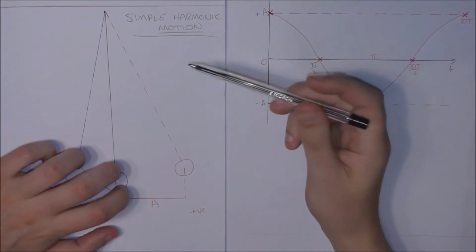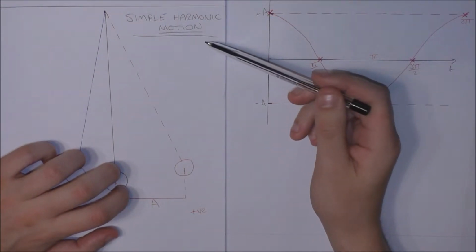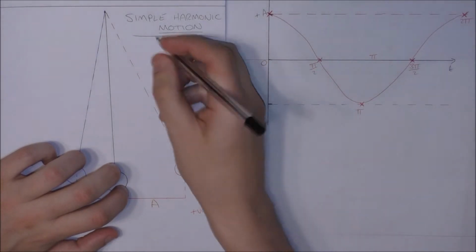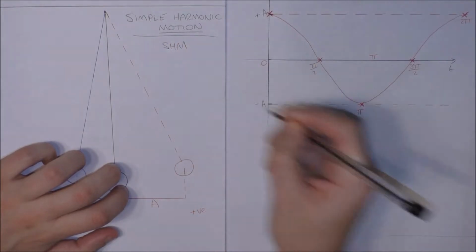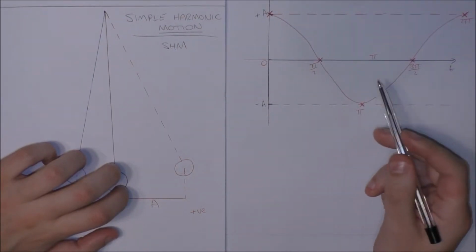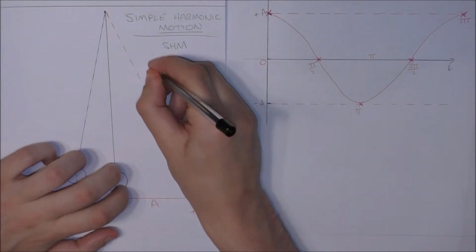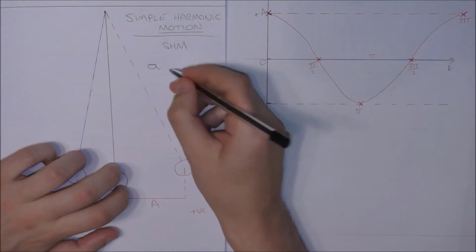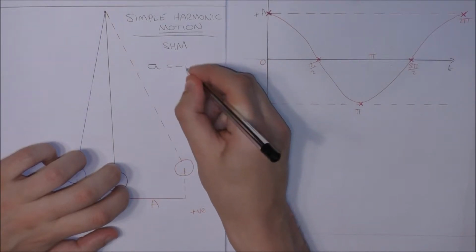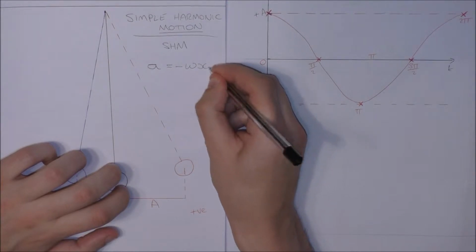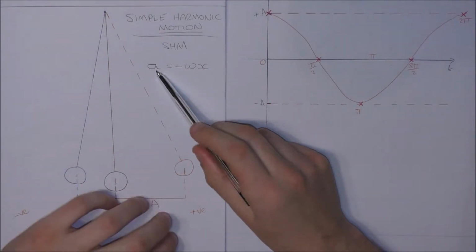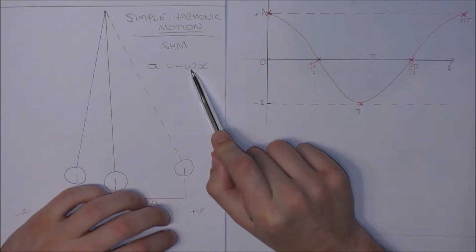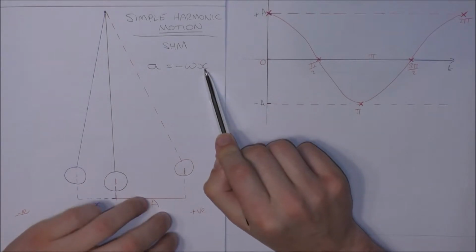Okay, so now we need to have a look at simple harmonic motion, which is a form of oscillating motion. We call it SHM for short. And simple harmonic motion is any oscillating motion that obeys the equation a equals minus omega x. So a is for acceleration. Omega, like we saw in circular motion, is the angular frequency, and x is the displacement.